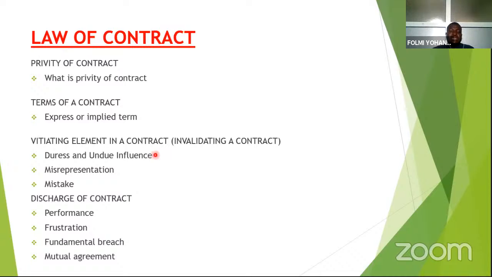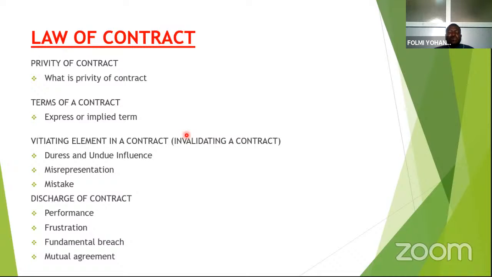Then what are those elements that are likely to vitiate a contract? What are those elements that are likely to invalidate a contract? Yes, there are some contracts where all these elements of contract we listed earlier might be present, but once somebody enters into the contract compulsorily under duress, especially using physical threat on that person, such contracts will be vitiated.